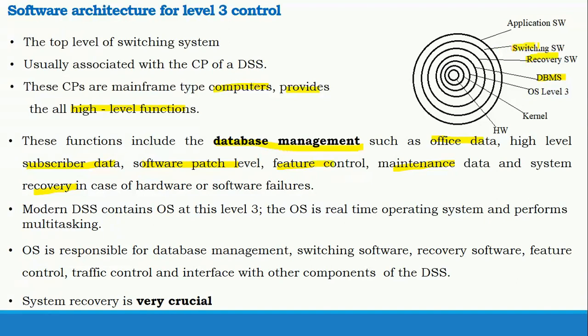So the same thing is represented here also. Recovery software is needed, switching software is needed, application software is also needed. And most modern day switching systems need operating system level 3 at the software architecture level. And usually it will be having multitasking also. As this is at the highest level, it will be responsible to do everything. And as it is the highest level, the system recovery is very crucial. For this we'll be going for active standby mode.